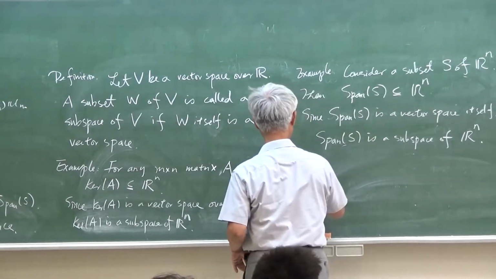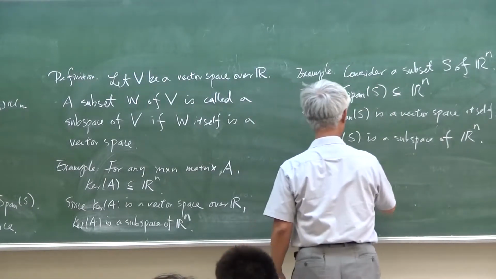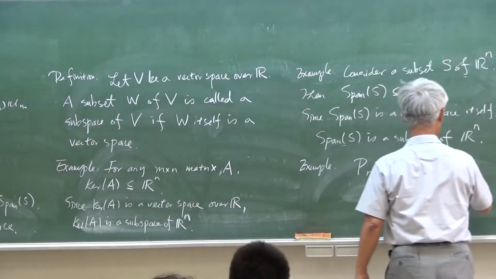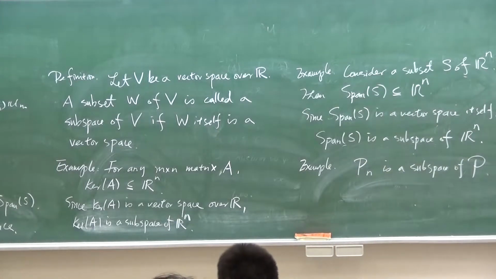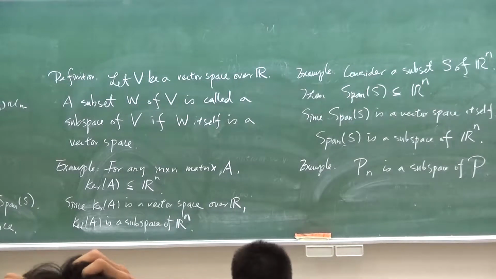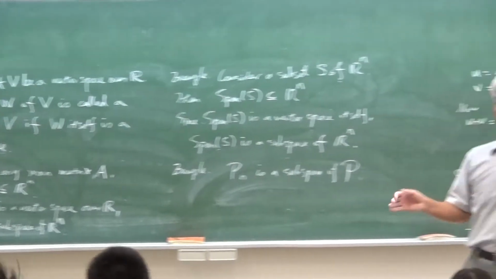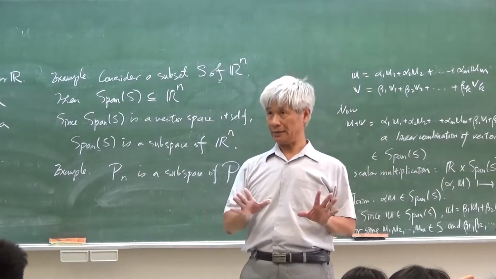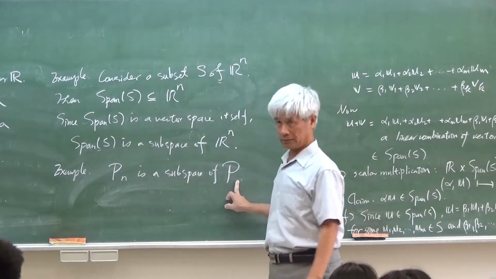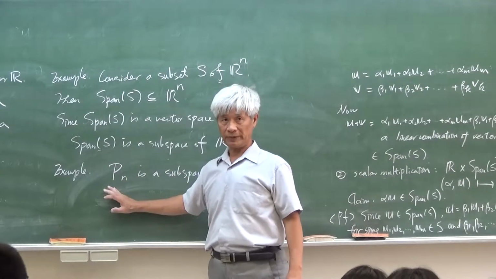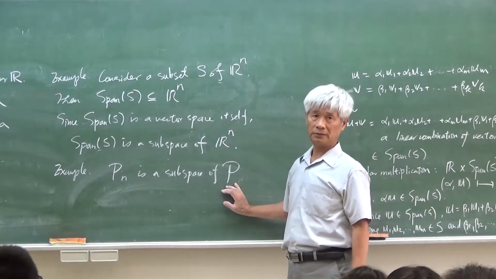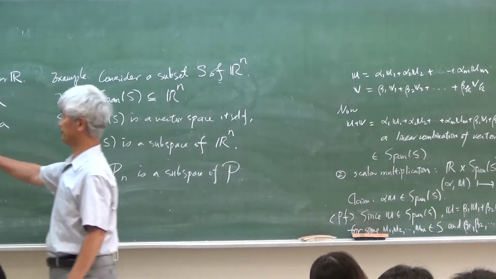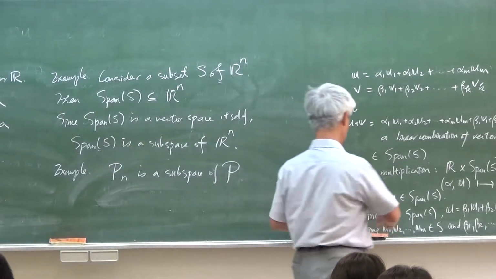Example. Pn is a subspace of P. Right? We define P as the vector space of all polynomials. And we define Pn as the vector space of all polynomials of degree less than or equal to n. So Pn is a subset of P. You know that. But Pn itself is a vector space. So Pn is a subspace of P. Alright? So we have that situation.